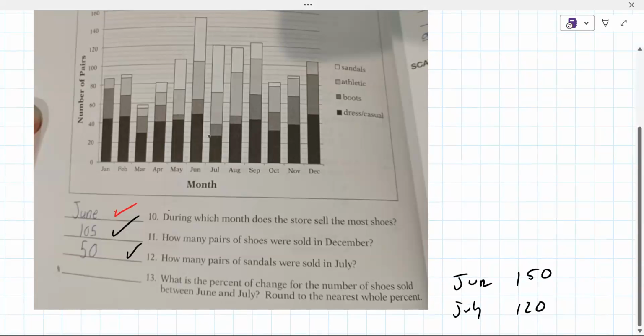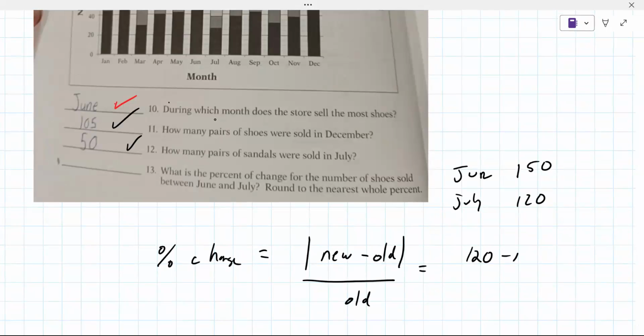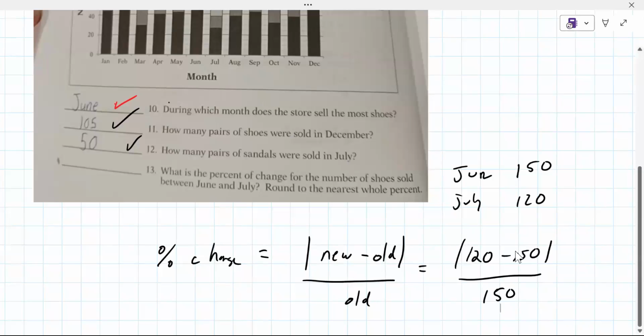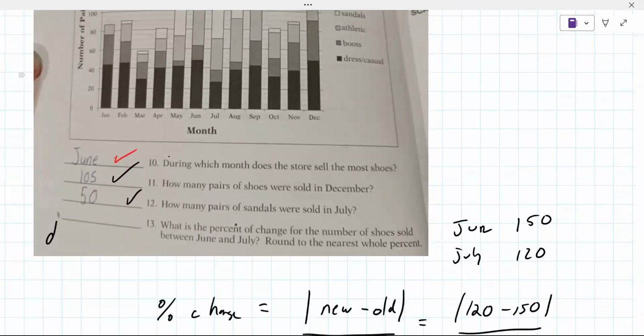All right. So the percent change formula probably looks more complicated than it should be, but it's the absolute value of the new minus the old, over the old. So 120 minus 150 over the old, which is 150. The reason it's an absolute value is because percent change is always positive, but then you add the word increase or decrease. Since it went down, we know it's going to be a decrease. You would say a decrease of, and then give the percent.